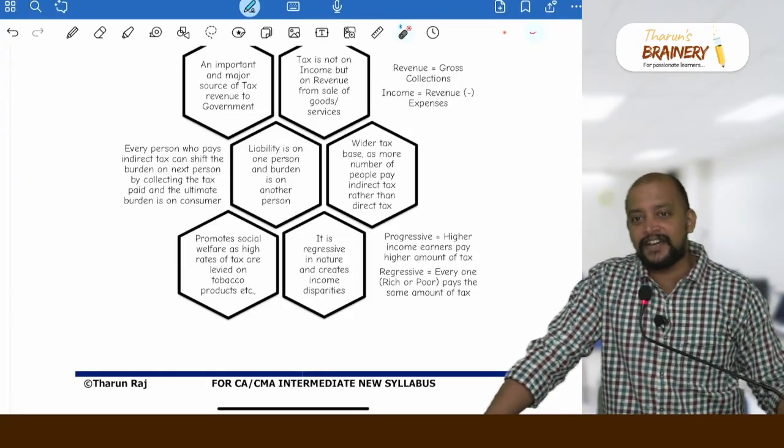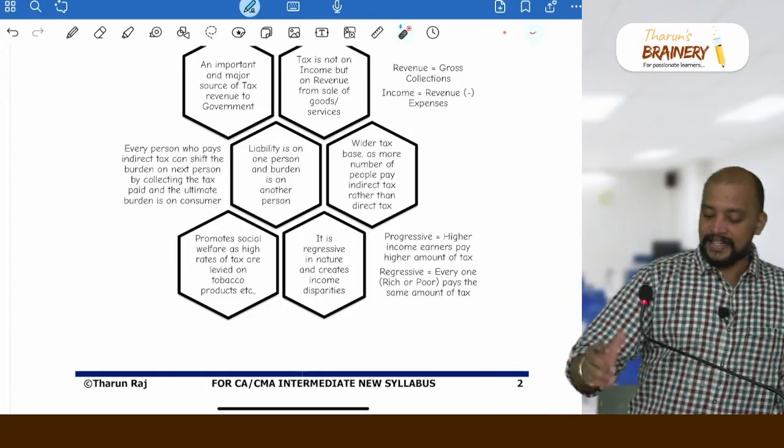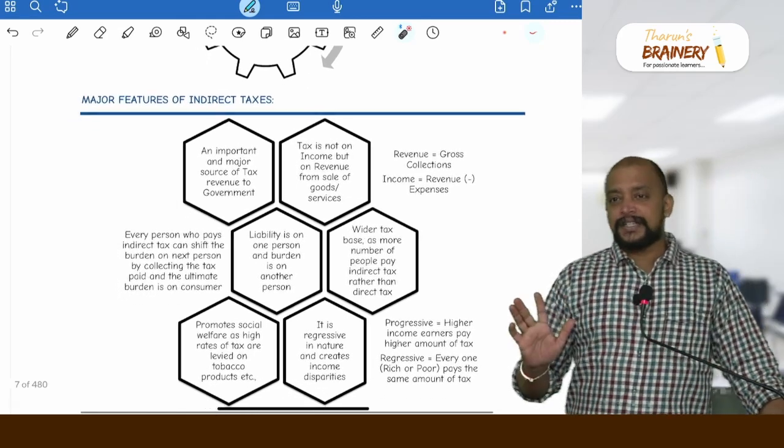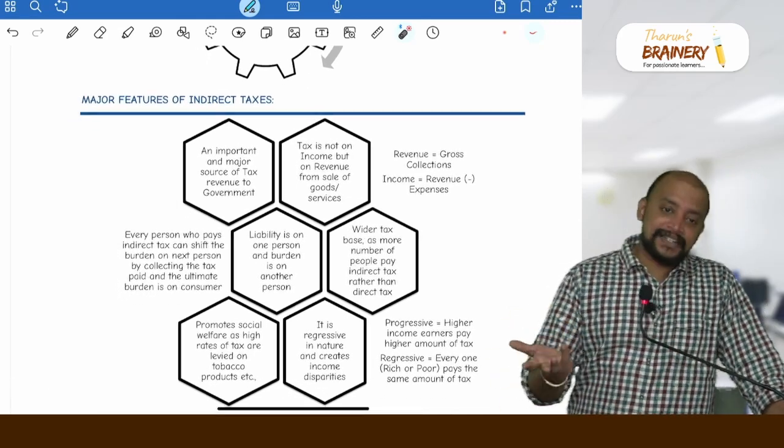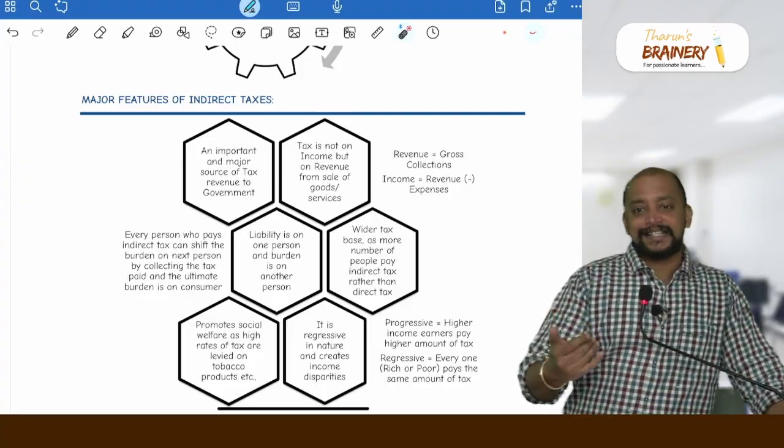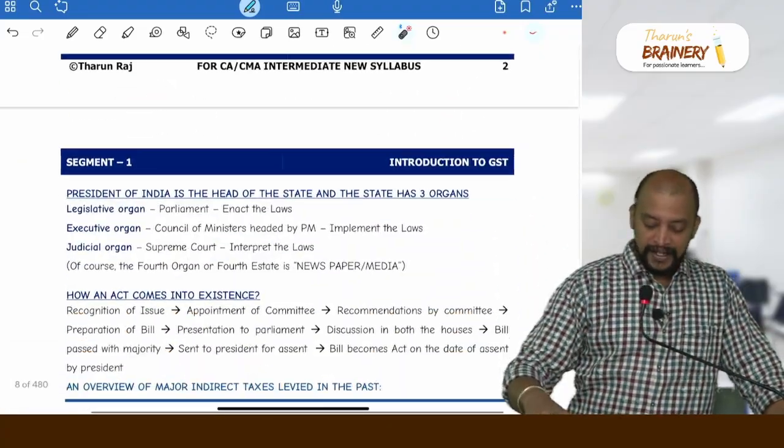There is no social welfare because of the tax rate. That's why I said it. You understood this? Maybe it could be tested or it may not be tested, but it is there in the study material. That's why I discussed this with you.